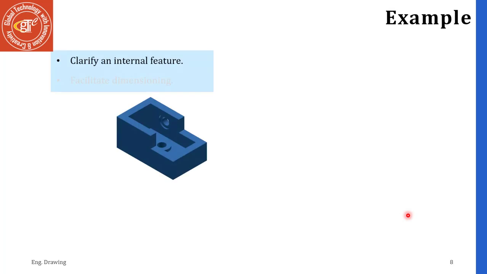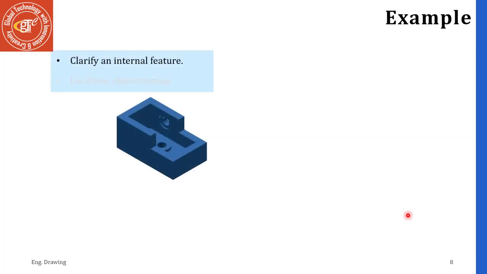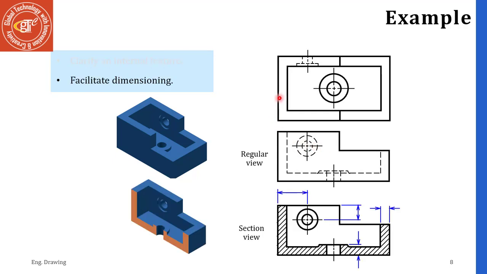Example. There are two main important aspects of adding sectional views to the object or a part. First one is to clarify the internal features, and second one is to facilitate the dimensioning technique. These views are drawn according to the multi-view standard practice technique. Here you see the sectional view of the part.